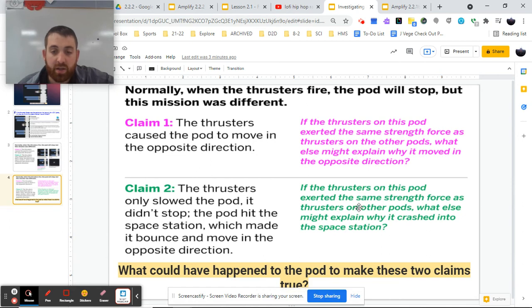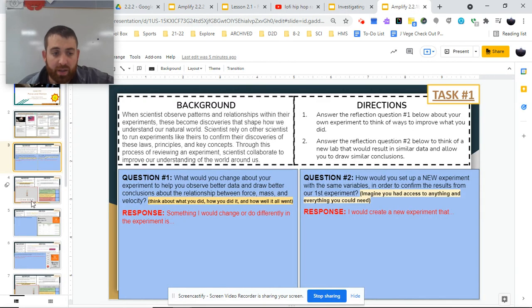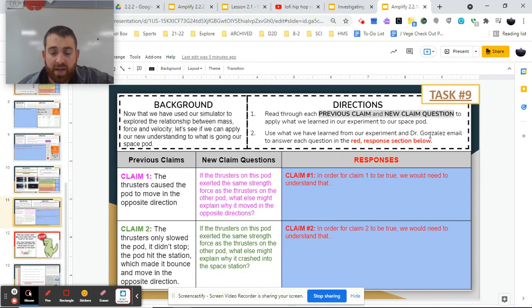As we look at each of these claims, as we look to answer each of these questions, we've got to really ask ourselves, what could have happened to the pod to make these two claims true? And this is where you're going to go into task number 9 and essentially answer this question. Why did it move in the opposite direction for claim 1? Why did it crash into the space station and move in the opposite direction for claim 2? Use information that we have explored both in our simulator and from Dr. Gonzalez's email to answer those questions.